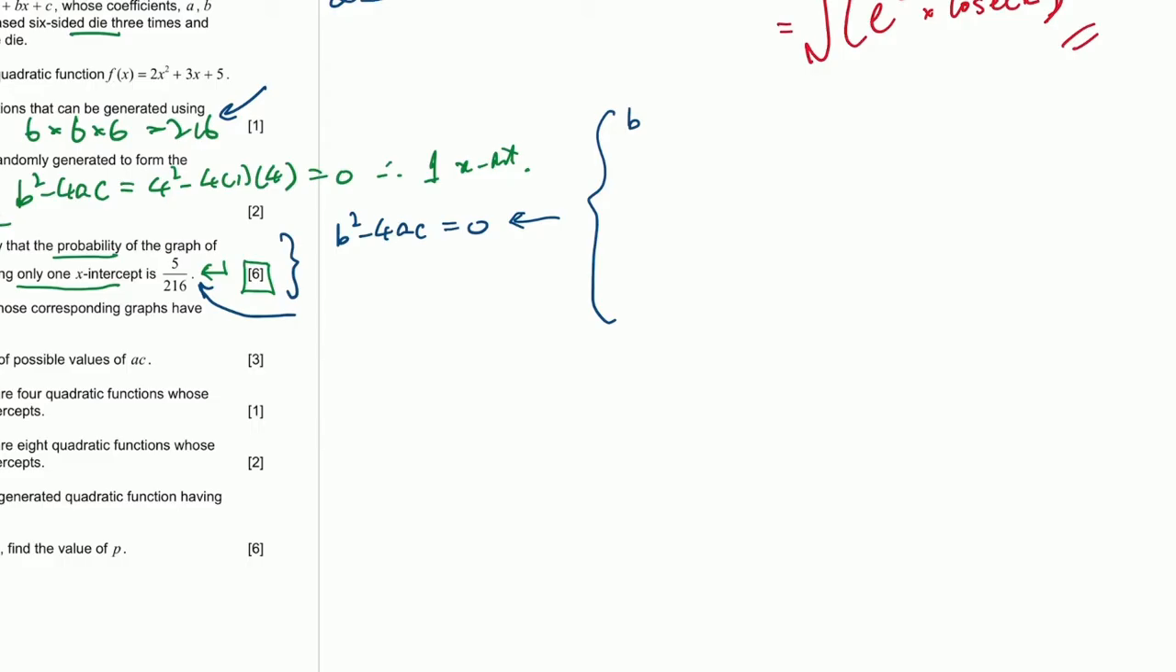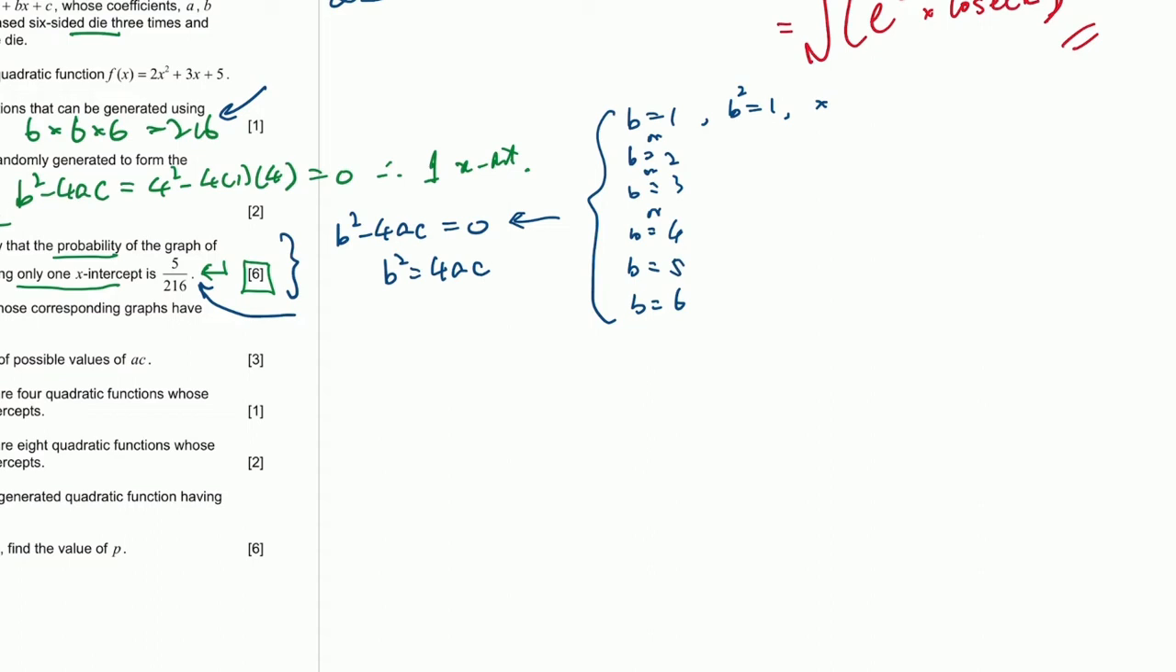So if b squared minus 4ac is 0, then b squared is 4 times a times c. And b could only be 1, 2, 3, 4, 5, or 6, right? So these are all okay. Now if b is 1, then b squared is also 1. Then there's no way that b squared would equal 4 times a times c, because the smallest a and c could be is 1, but 4 times 1 times 1 is already 4. So that's not possible.